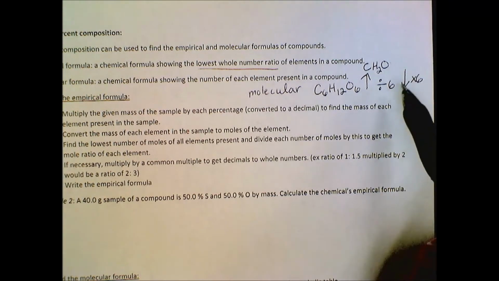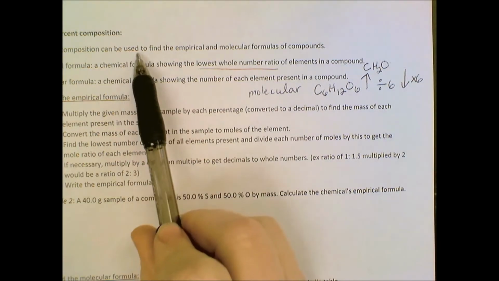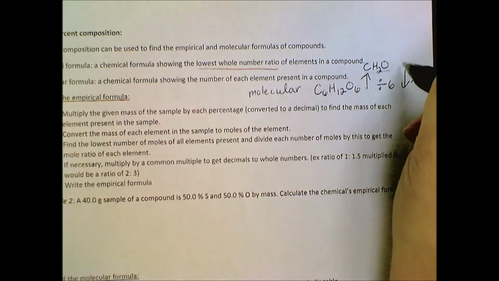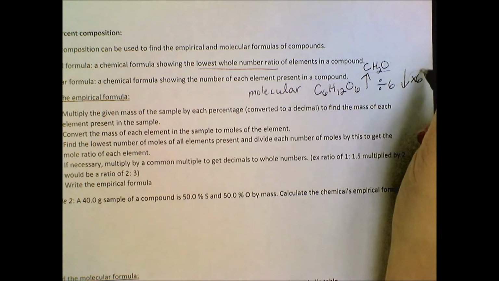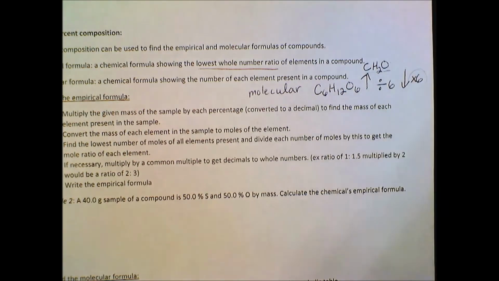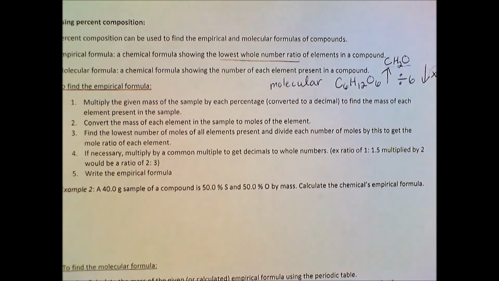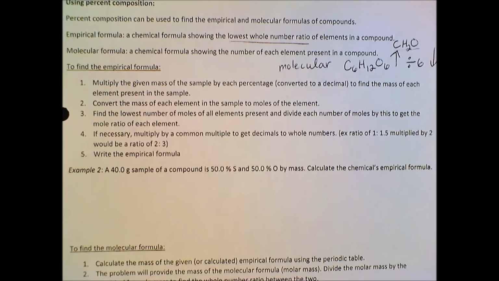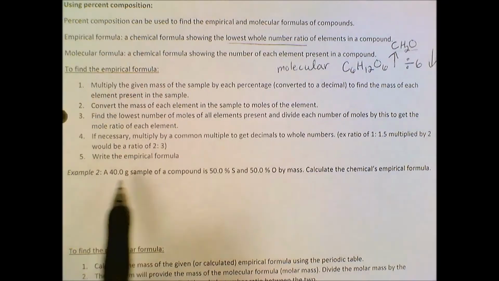So what we can use percent composition to do is actually find the empirical formula, this one, and then we're going to figure out what this multiple is to find our molecular formula. That's the process we're going to be using overall. So what does this actually look like? We're going to take a look at the steps and what the example looks like here. So let's start with the example.